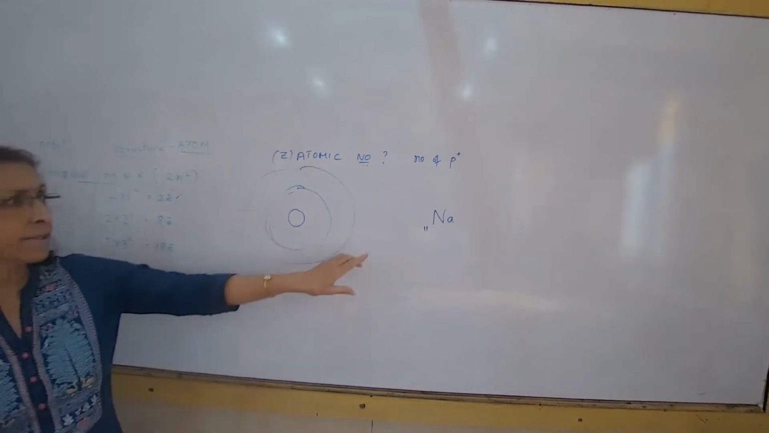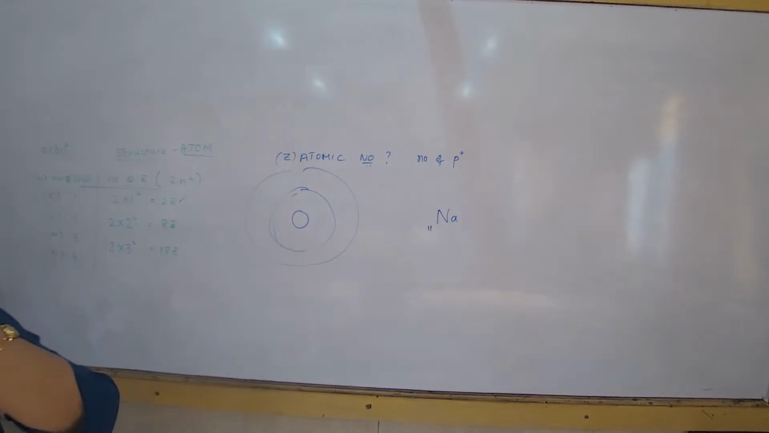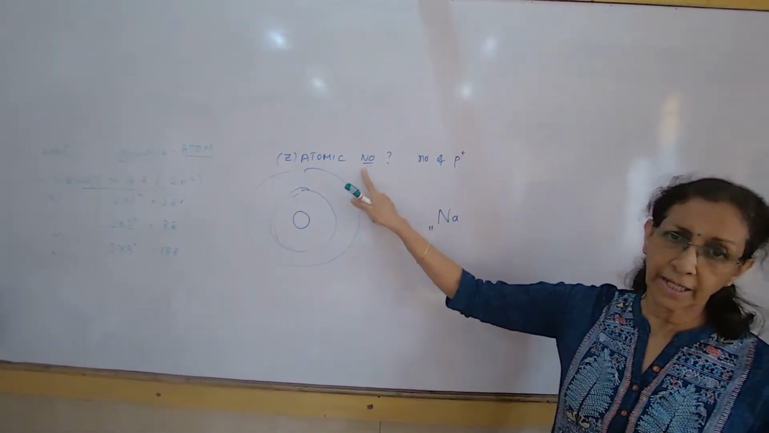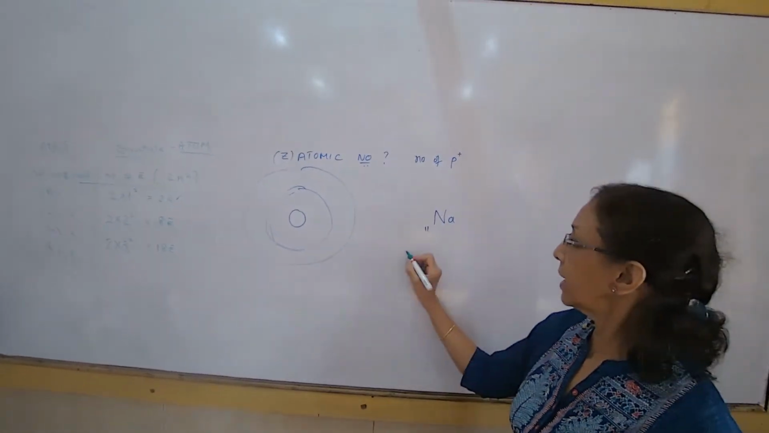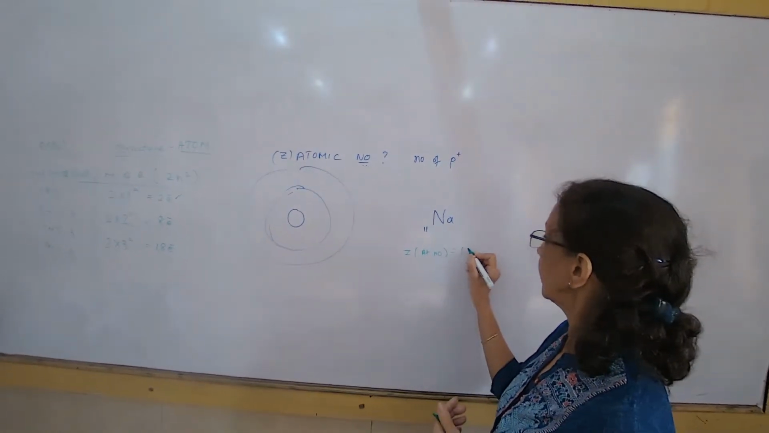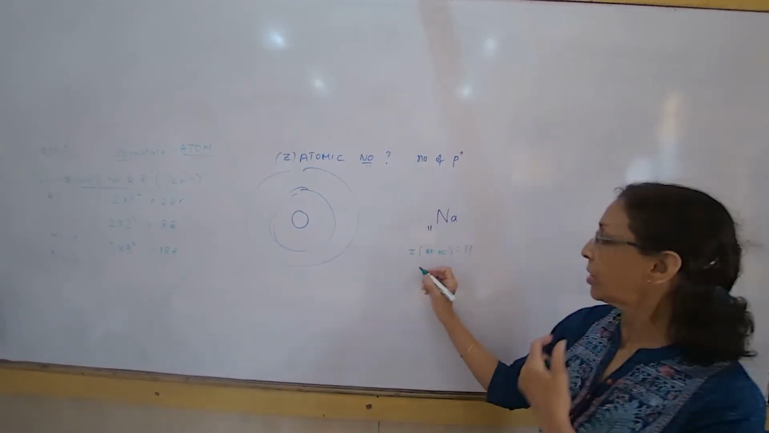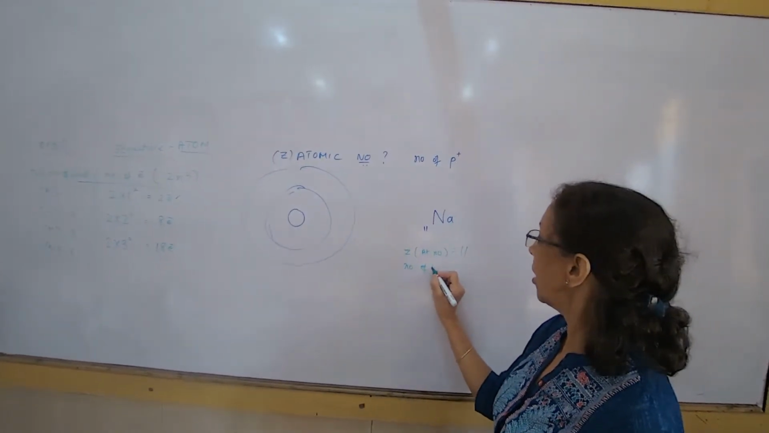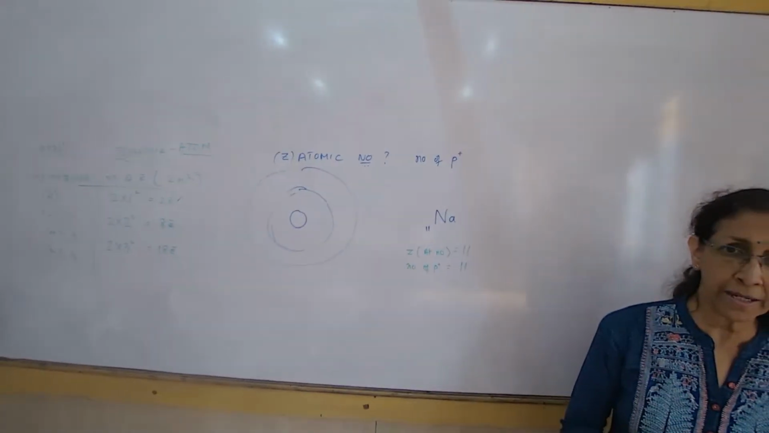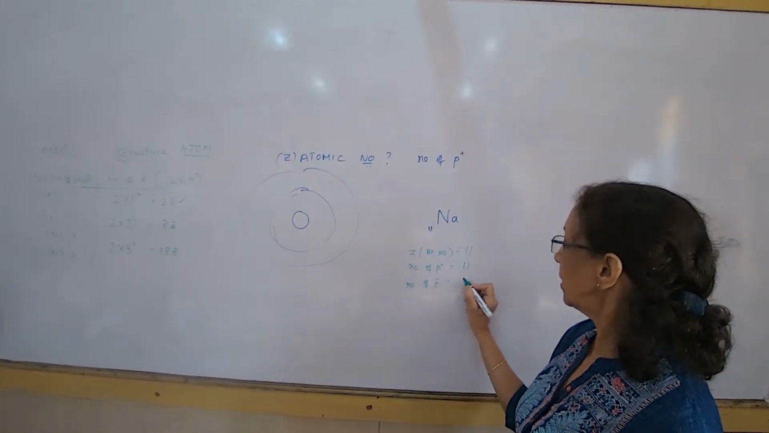What does the 11 tell us? What is 11? Electrons. What does this 11 stand for? Atomic number. Okay. So I write Z, which is atomic number, is equal to 11. Atomic number is equal to what? Number of protons. Number of protons is how much? 11. If proton is 11, how many electrons will be there? 11. So number of electrons is also equal to 11.